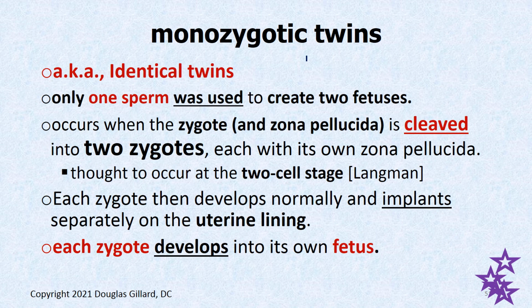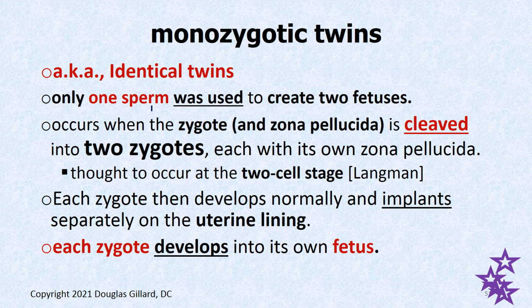Let's look at monozygotic twins first. Well, these are also called identical twins. I'm on slide 50. Monozygotic twins, aka identical twins, lots of stars here, right? You got to know this. So only 1 sperm was used to create the 2 fetuses. So we have 2 fetuses here. We have 2 zygotes and 2 of everything, 2 babies. Only 1 sperm is used, though.